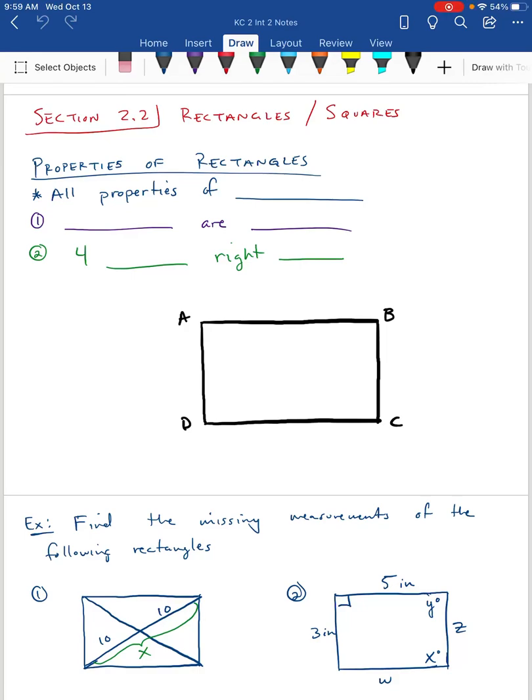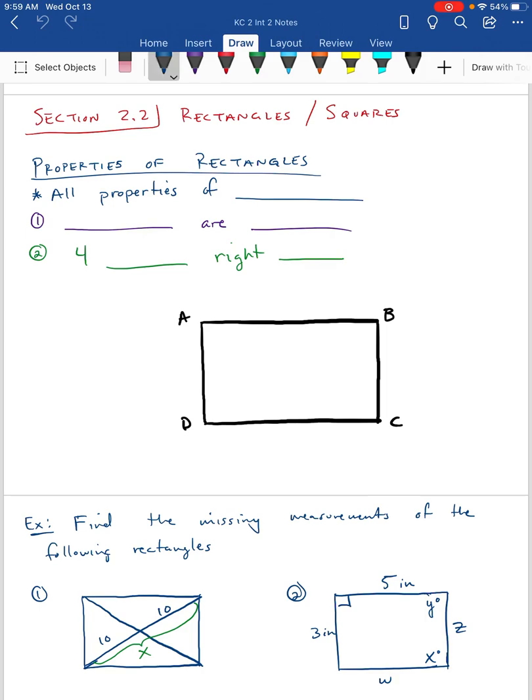Hi everyone, this is the next section for Integrated 2, KC2. So this is section 2.2 on rectangles and squares. So we're going to go over properties of rectangles and squares. Now we've already done properties of parallelograms and properties of a rhombus. Okay, so today we have rectangles and squares.